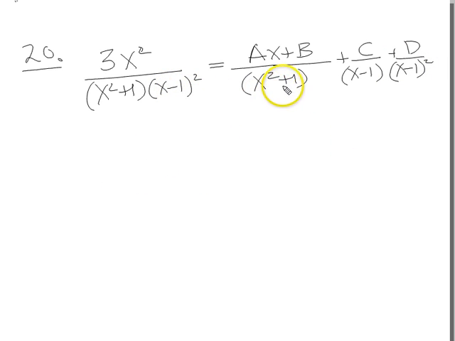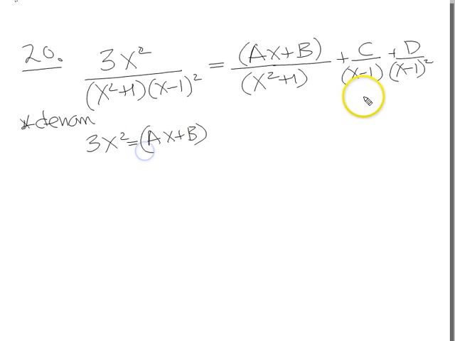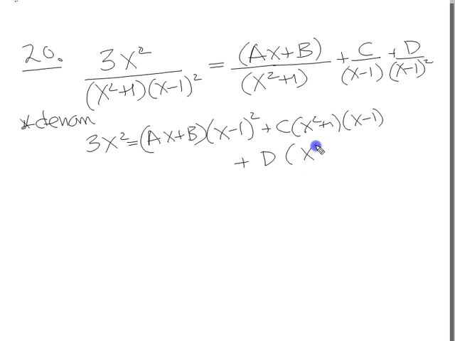So that was a repeated factor, wasn't it? So more than one term, so I'm going to put a bracket straight away around here. Multiply by the denominator then and see what we got. So we got 3x squared on the left is equal to ax plus b times x minus 1 squared, plus c times x squared plus 1. And one of the x minus 1s will be left. And then plus d, and we'll just have the x squared plus 1, won't we? So that's what we've got then.